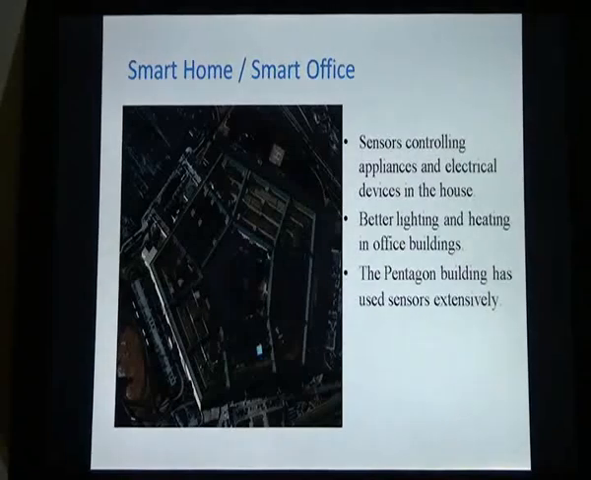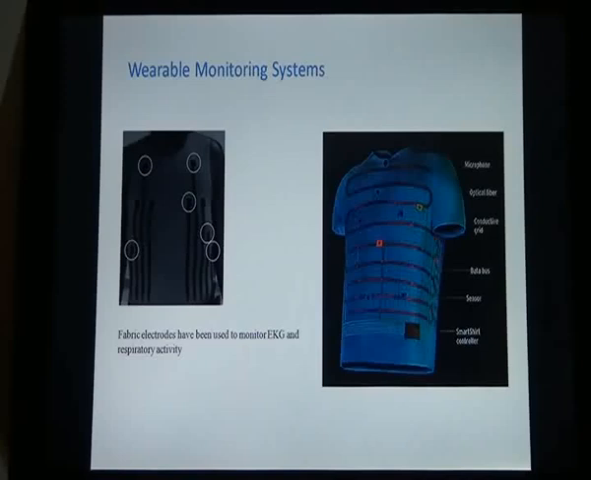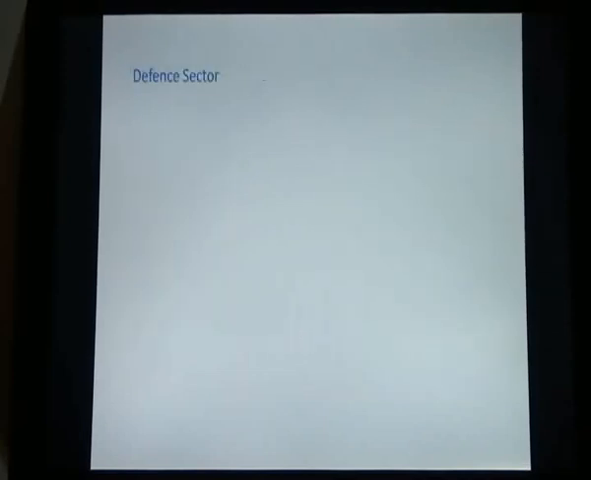Smart homes and smart offices need a sensor network in order to better the shape of a building, or in order to adjust the lighting levels and the heating levels. And the Pentagon building has extensively used wireless sensor networks towards its design and construction. Sensors can also be deployed in the form of wearable monitoring systems, or they can be implanted into jackets for different purposes, to measure the ECG or even to measure the respiratory activity of a person.